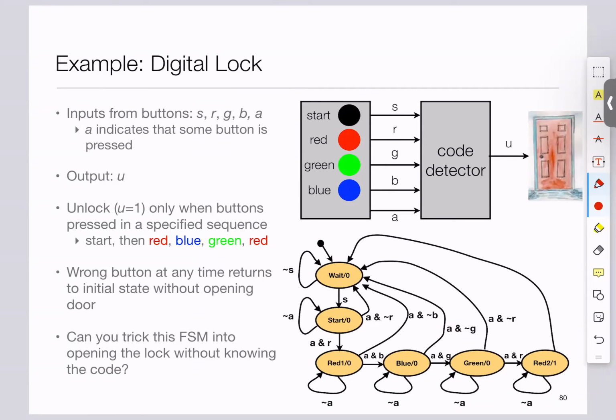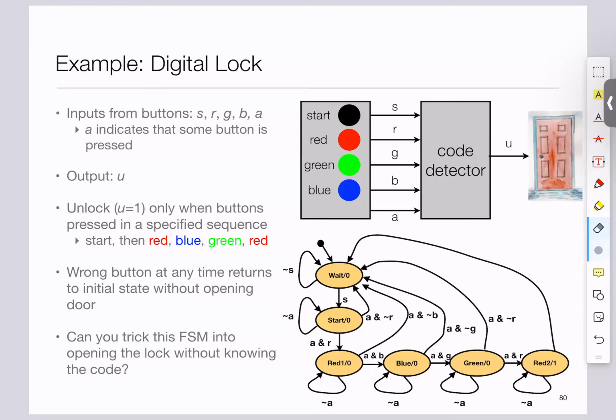There's a digital lock, and instead of numbers, it has colored buttons: black, red, green, and blue. We press these buttons, and then there is a code detector. This is some combinational module, and it will send an unlock signal to a door. And this keypad talks to the code detector through 5 wires. S means the black button is pressed. R means the red button is pressed.